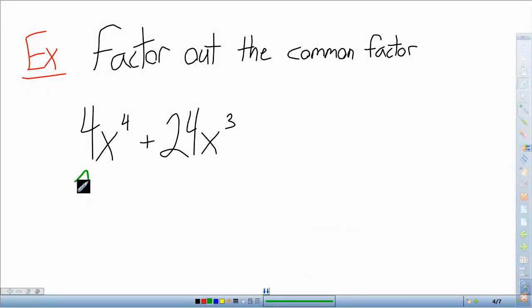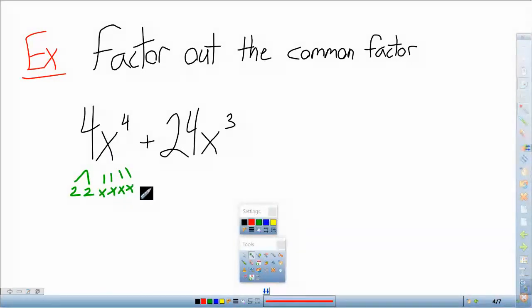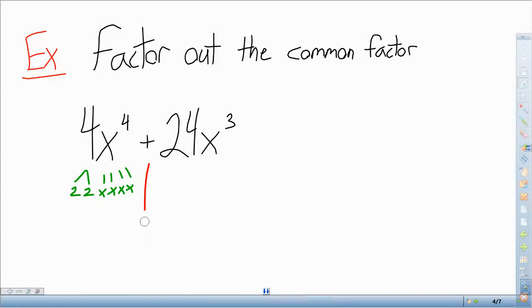So a 4, I know that breaks down into a 2 times 2. X to the power of 4, I know is 4 x's. So I'm just breaking this thing all the way down. I draw this line in between just to show that it's not like when we are doing radicals, we're not pairing things up. We're seeing what they have in common. So it is different. That's why I like to draw that line there, to show that this is all its own stuff and this is all its own stuff.